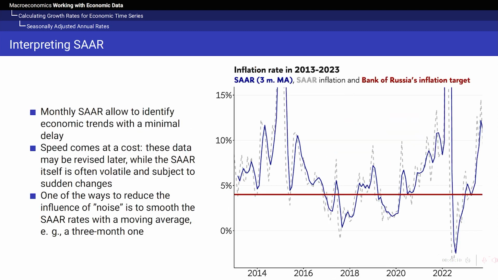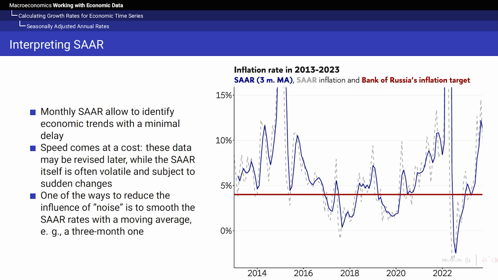Seasonally adjusted annual rates allow us to identify economic trends quite fast, but this comes at a cost. The previous graph clearly shows that they are very volatile. Sometimes, to get rid of this excess volatility, we take moving averages of these growth rates.